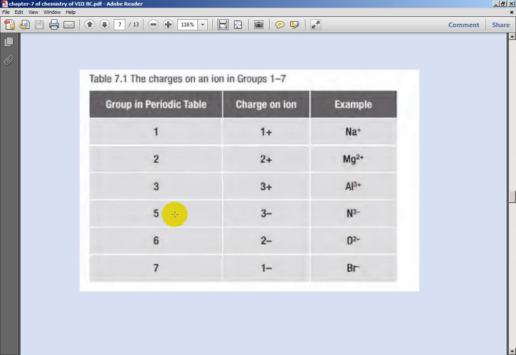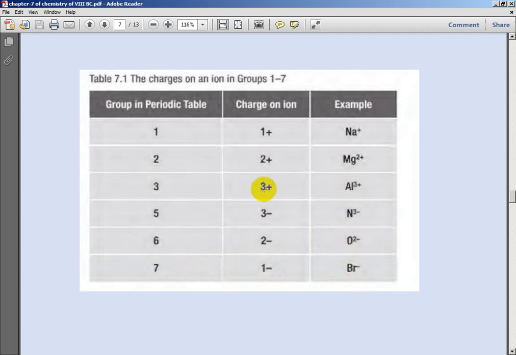Group 5 elements have a 3 minus charge, for example nitrogen 3 minus. Group 6 elements have a 2 minus charge, like oxygen 2 minus. Group 7 elements have a charge of minus 1, for example bromide.